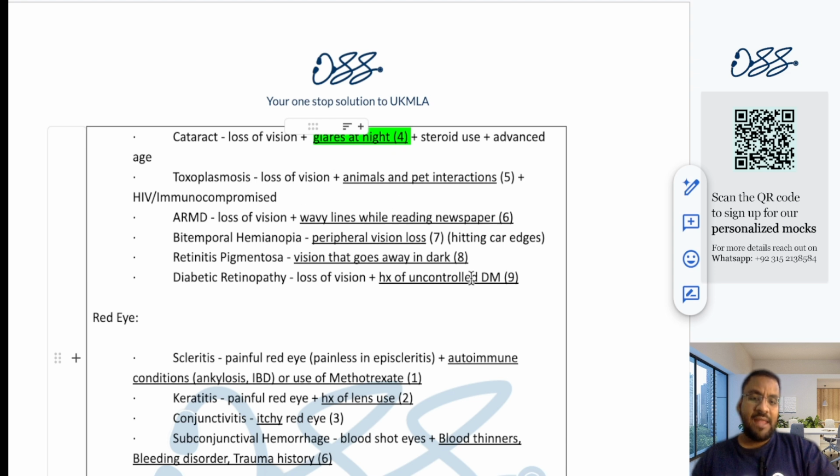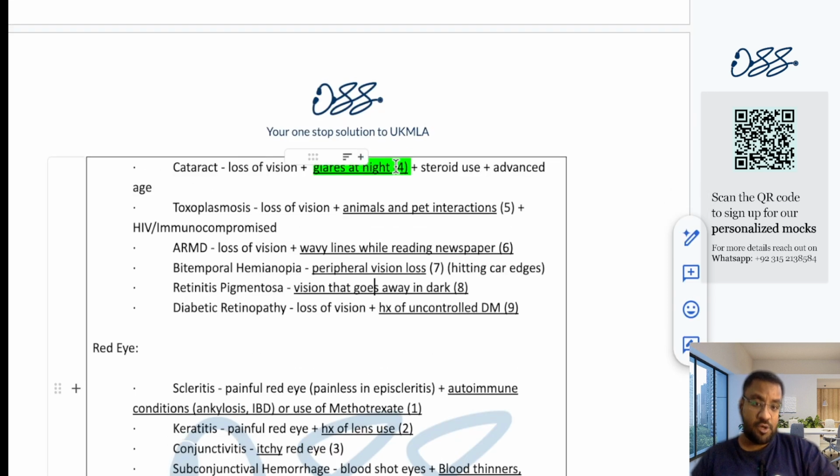Then later on in the history, you would find that the patient has some steroid use, and has advancing age, or maybe the patient is using methotrexate, one of the immunosuppressant drugs. But the one particular question that you need to ask at this stage is, do you feel any glares at night?